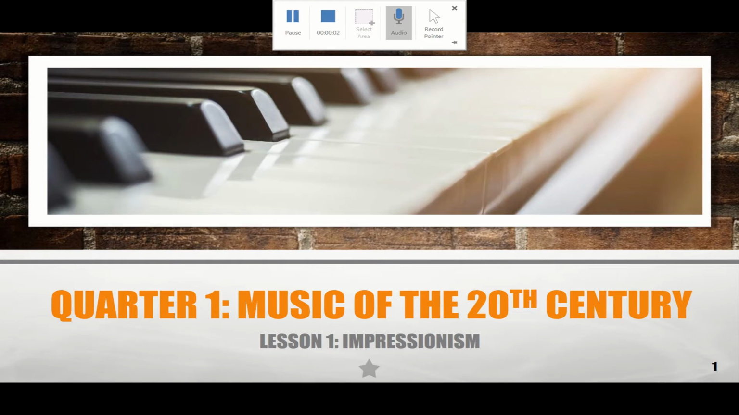Good morning, everybody. Today, our topic for music is about music of the 20th century, a movement that we call Impressionism.